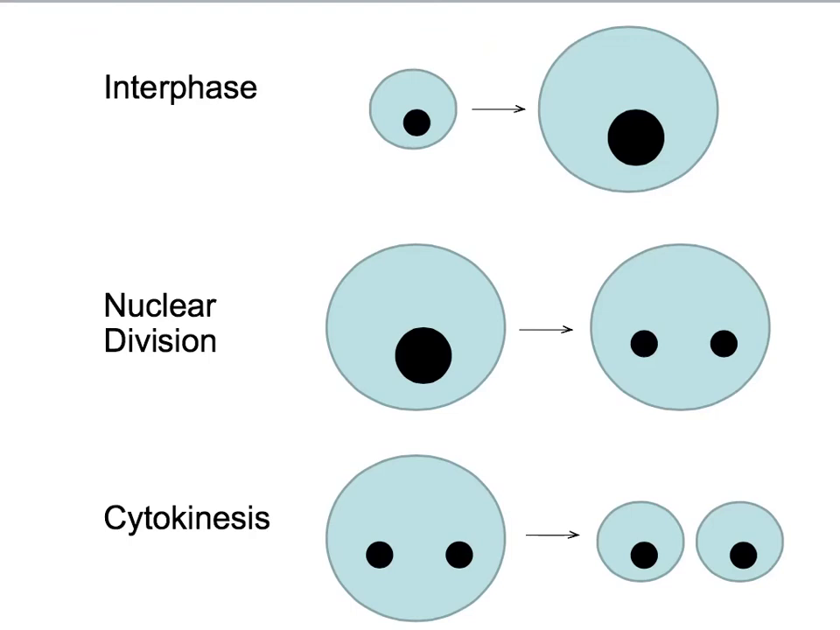What this slide here does is just show you diagrammatically what's happening. Interphase, we're going from this smaller cell to this bigger cell. The organelles are getting bigger, the nucleus is getting bigger, the cell is preparing to divide. Nuclear division, notice the cell is still the same size after the nucleus is divided, but we've now gone from one to two smaller nuclei. And then cytokinesis, the cell itself is actually splitting. In this case, this cell division would have been mitosis because we've created two identical daughter cells.